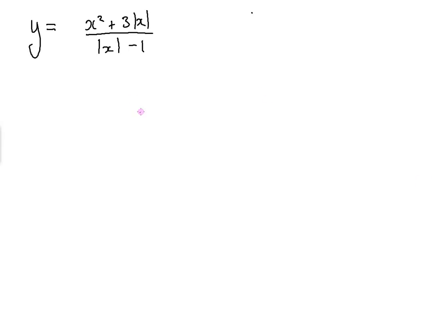Part C asks us to sketch the curve y is equal to (x squared plus 3 absolute value of x) all over absolute value of x, take 1. Now, it's useful to notice here that this x squared can also be written as the absolute value of x squared, because x squared is always positive, so we can take its absolute value and nothing happens. So it's the same as this curve.